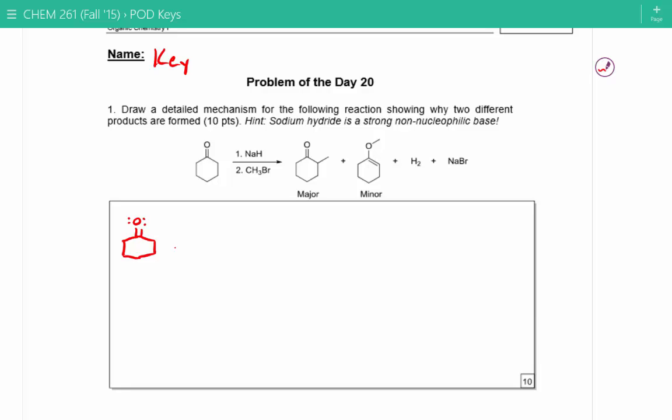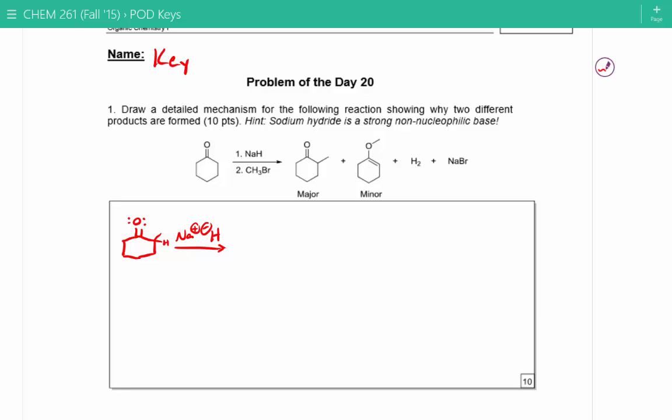And the base we're using, I said, was sodium hydride. Sodium's always positive, which means our hydrogen is what? Negative. So just like a proton is a really strong acid, hydride is a really strong base. So now we need to identify the most acidic protons on our starting material. Where are those most acidic protons? Yeah, in one of the top corners. It doesn't matter which corner you pick, they're all equivalent.